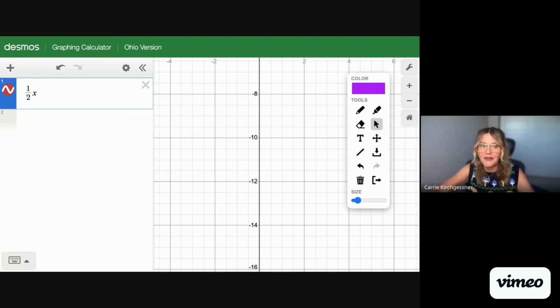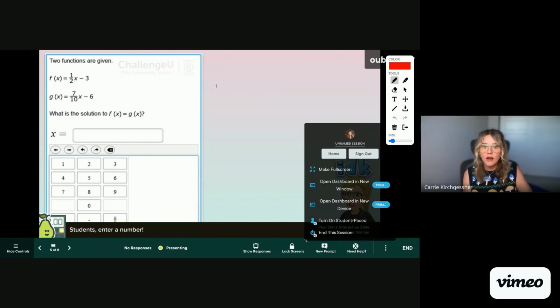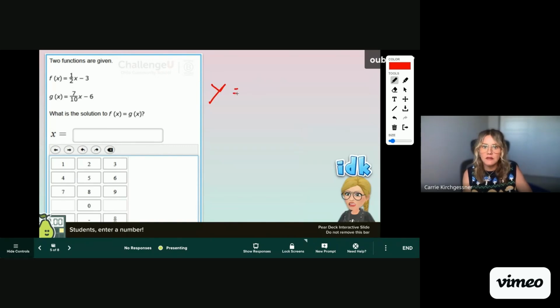Your teacher too. So what we're doing is two functions are given. F of X is 1/2 X minus 3. G of X is 7/10 X minus 6. And these are in Y equals MX plus B form, right? They're in slope intercept form, which looks like this. Y equals MX plus B. That should look familiar to some of you, where M is the slope.